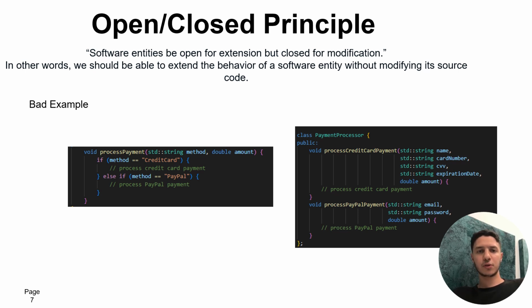The open-closed principle, which actually means that we can extend our software entity, but without modifying its source code. So it's open for extension, but closed for modification.